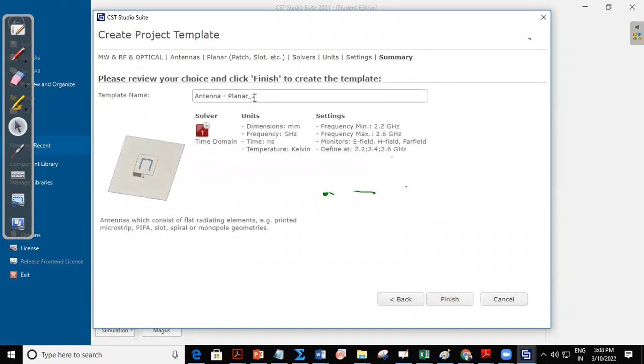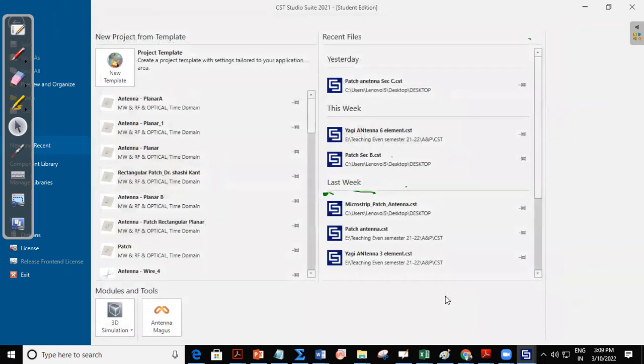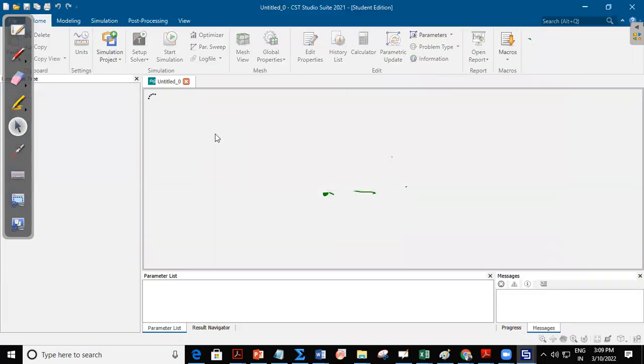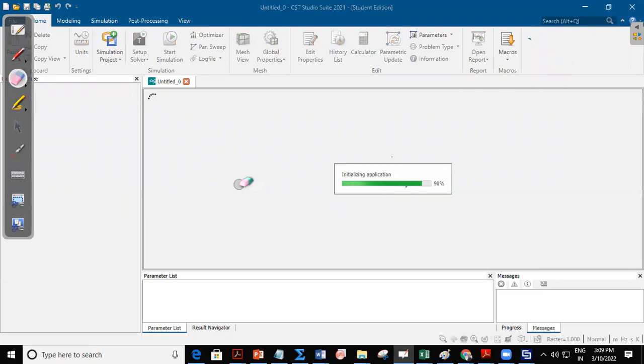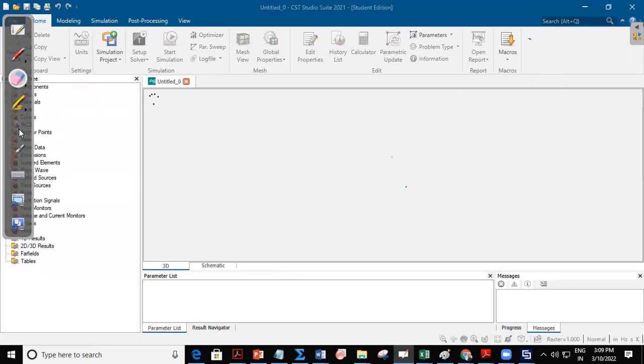Go to next. You name your project. It's a rectangular patch antenna for Wi-Fi. You can name it accordingly with your register number. Here we open the project. Once it initializes, the first step is... let it initialize.